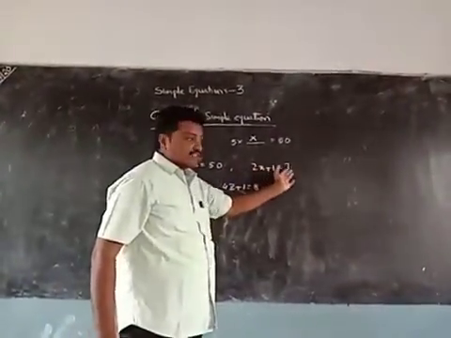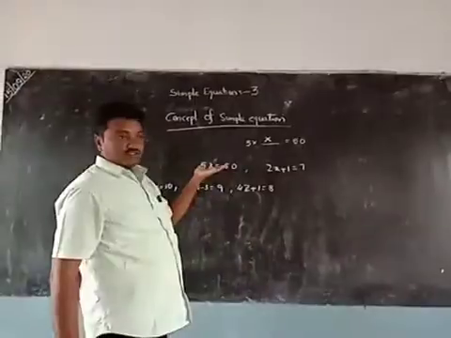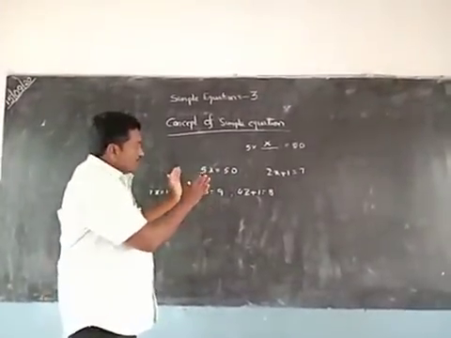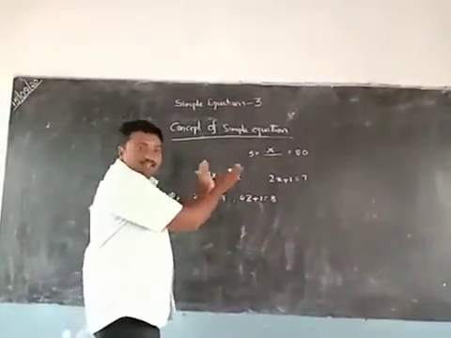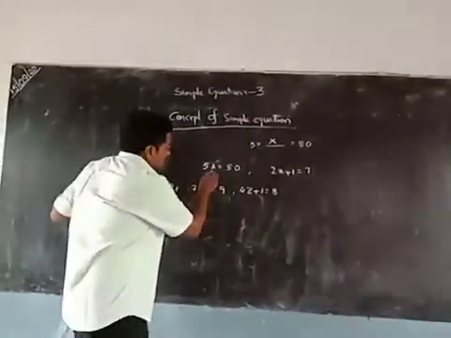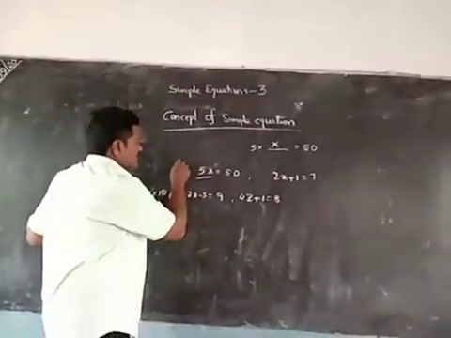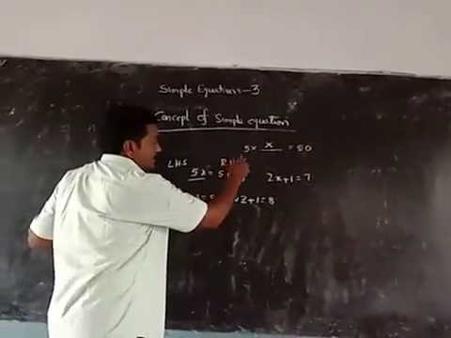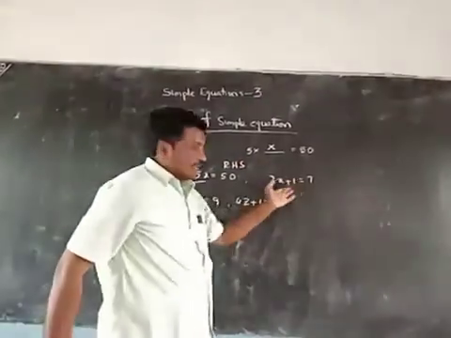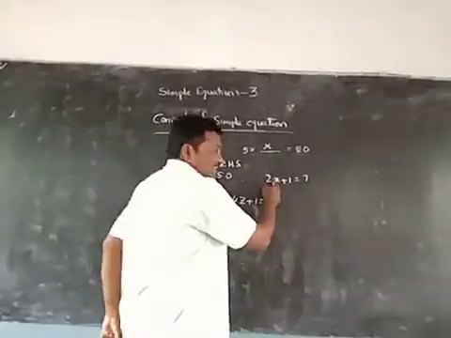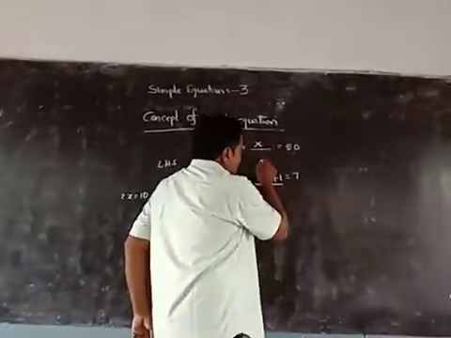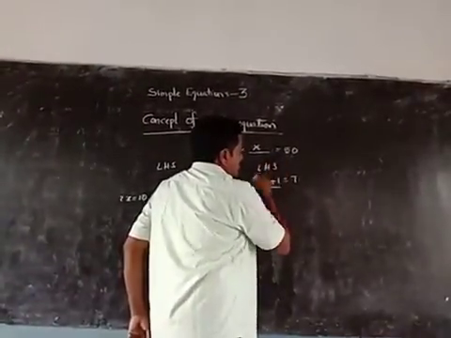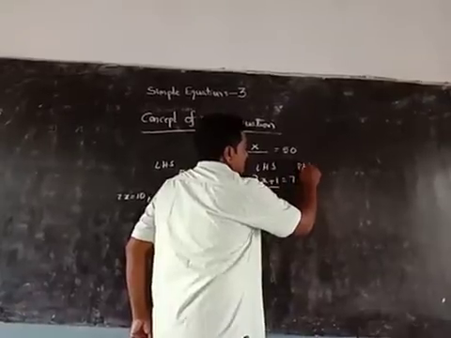2x plus 1 equal to 7. In the equations, first of all we are observing which is the left hand side and which is the right hand side. So the 5x is the LHS, left hand side, and 50 is the RHS, right hand side. In that equation, it is also a linear equation or simple equation. So 2x plus 1 is the LHS and 7 is the RHS.